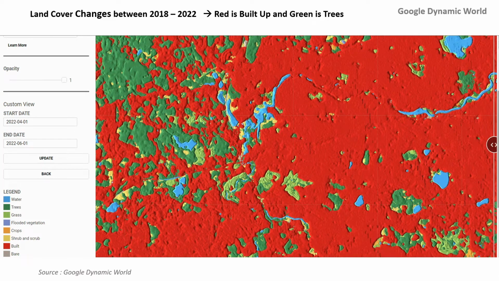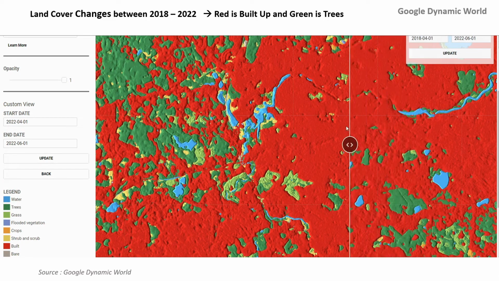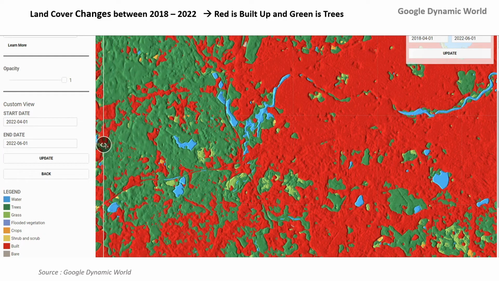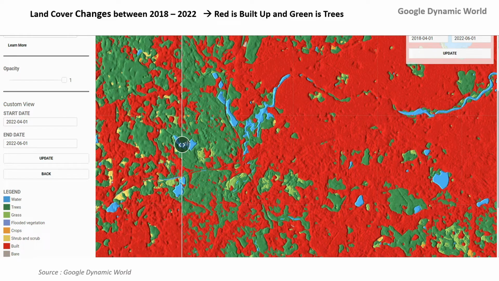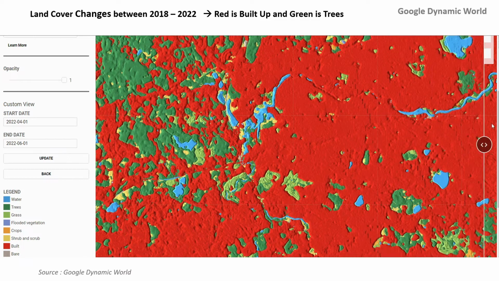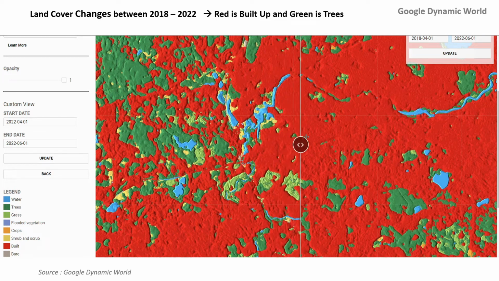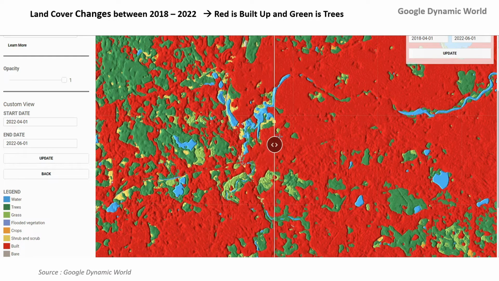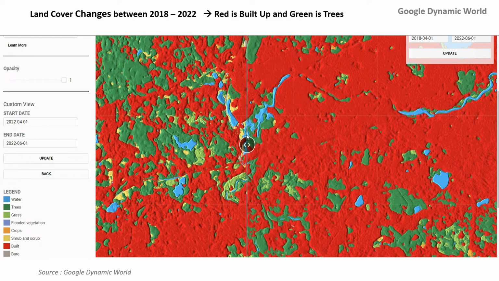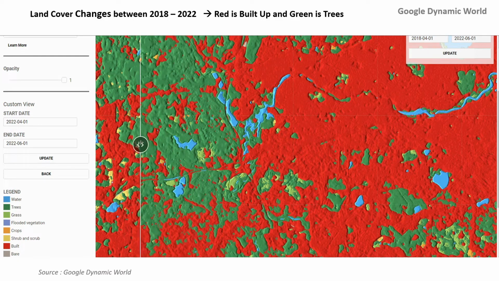This is another animated GIF that I have put on a slide, and this is just showing you 2 satellite images between 2018 and 2022. And as you can see, the green areas are forests or trees, red areas are built up. So as this slider moves from left to right, you can see how much forest has been lost to built area over a period of 4 years. So this is another example of how you can convey your story using an animated GIF on a slide.